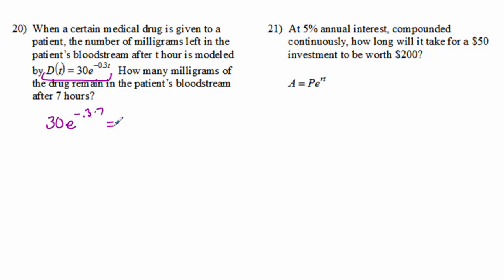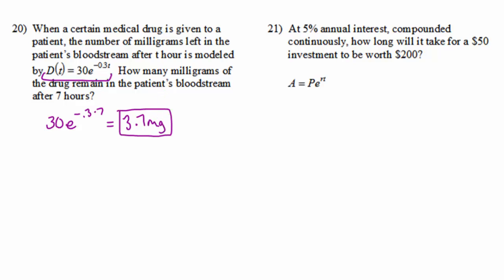And so we can actually type this all into our calculator at the same time. We type 30 and then the E button and an exponent and then negative 0.3 times 7. And you get 3.6, which it doesn't tell us what to round to. So we could round to 1 decimal place if we wanted to, 3.7 milligrams.